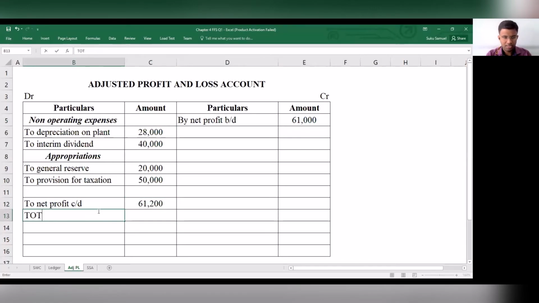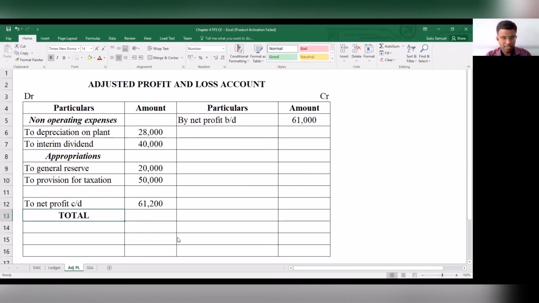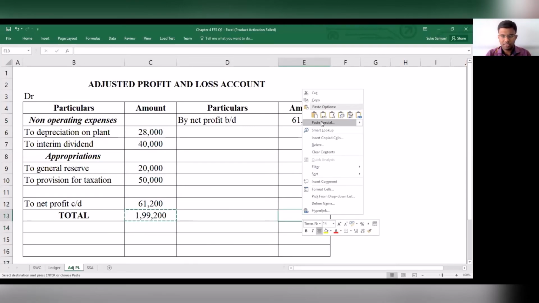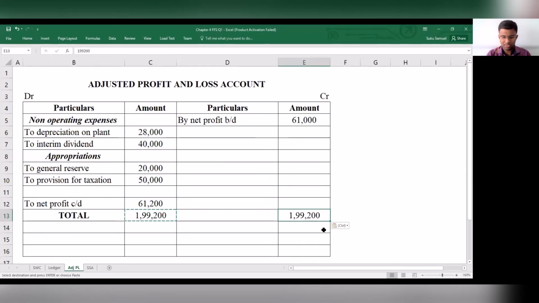Now, from the looks of it, let us see which side is more. It appears that the debit side is more. So let's quickly take up the total, and the total here should be 1,99,200, which means the credit side should also be 1,99,200.